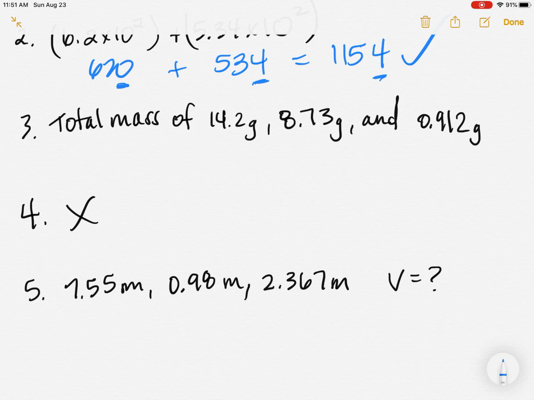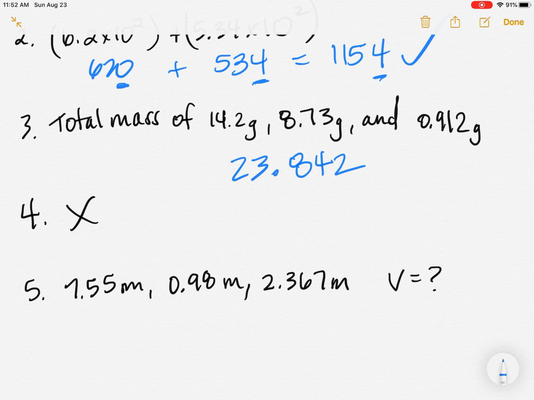So of course I'm going to add those 3 numbers. So I'm still thinking about decimal places. And when I add those 3, I get 23.842.